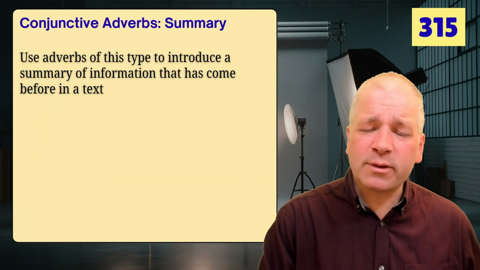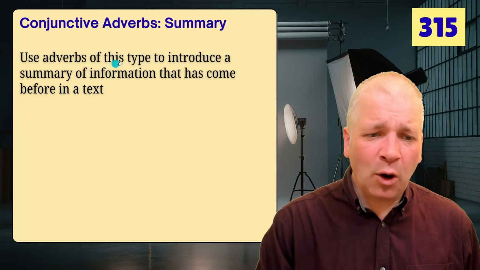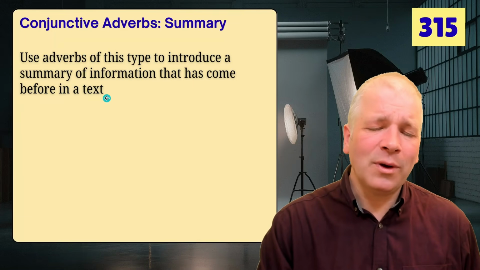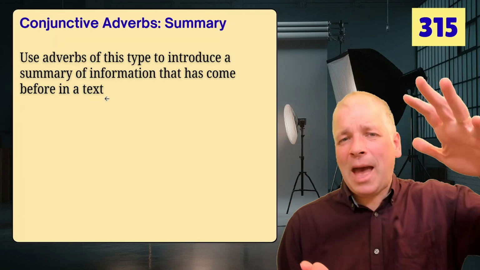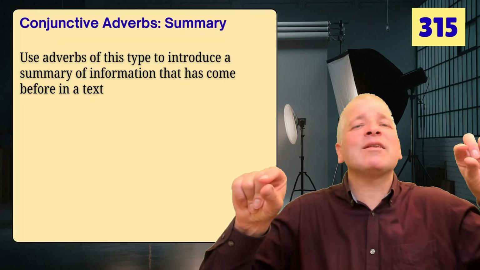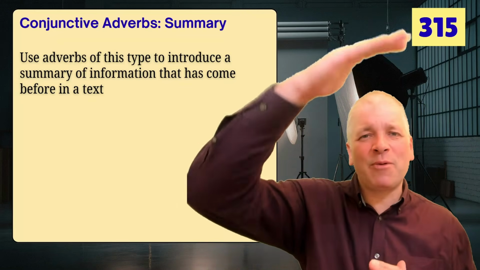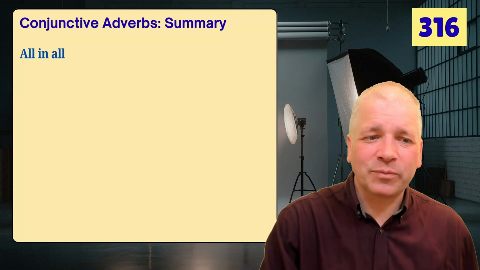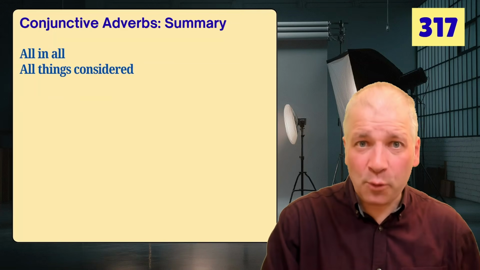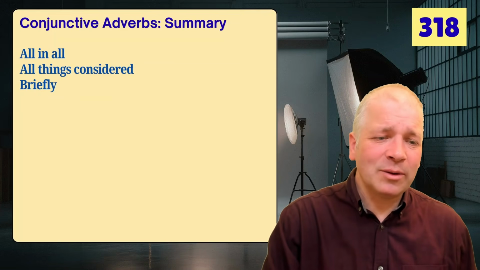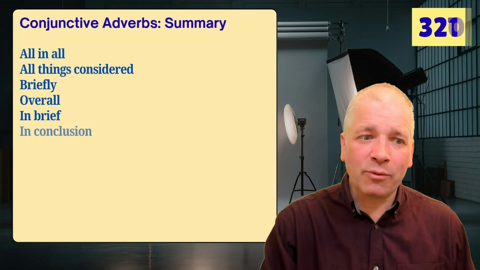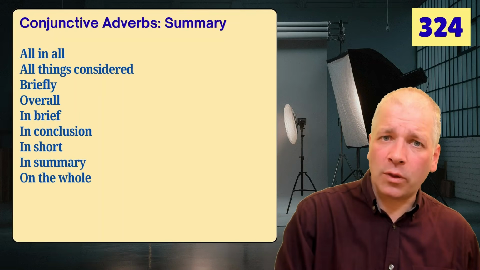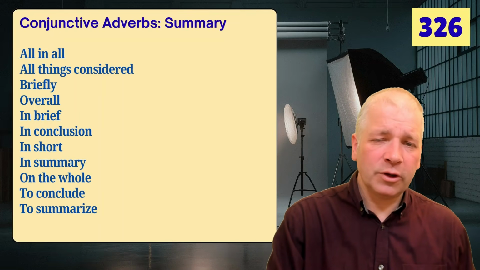Conjunctive adverbs of summary. Use adverbs of this type to introduce a summary of information that has come before in a text. So maybe you get to the end of a paragraph. You want to give one sentence that summarizes everything that came before. Use one of these words to introduce the summary. So there's words or phrases: all in all, all things considered, briefly, overall, in brief, in conclusion, in short, in summary, on the whole, to conclude, to summarize.